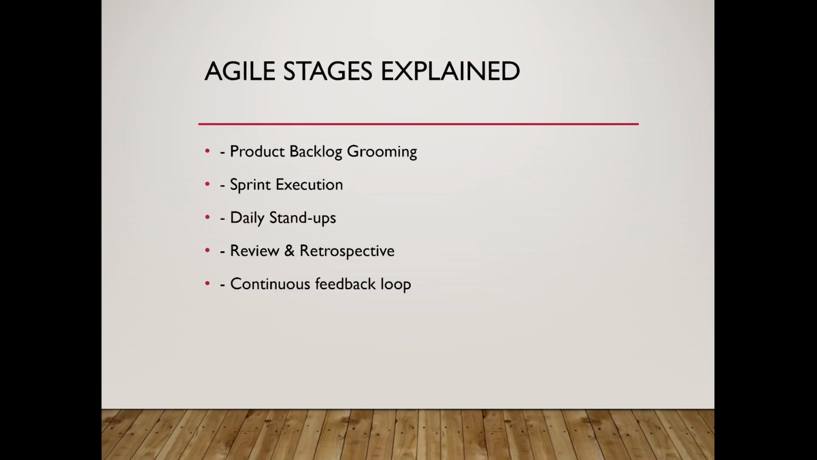Let's simplify this. First, we groom the product backlog. Then we plan the sprint. The sprint execution happens with a daily stand-up to track progress. At the end, we hold a review with stakeholders and then a retrospective with the team to improve next time. The key is continuous improvement and customer feedback.